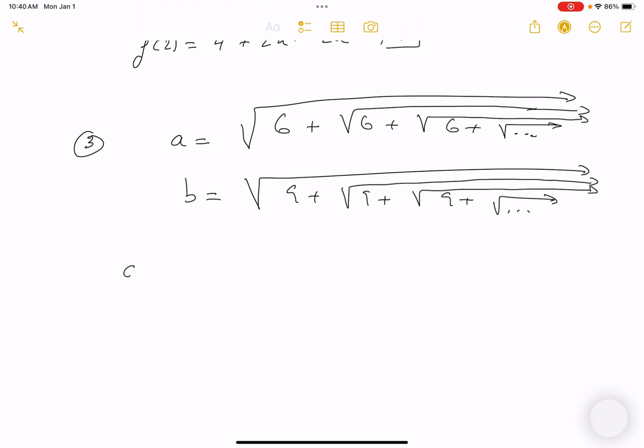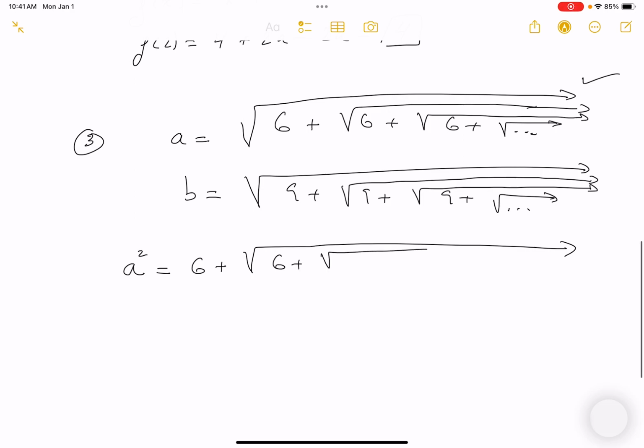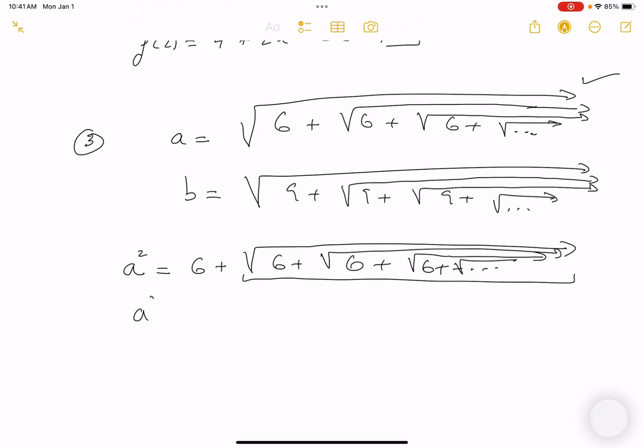Well, what I notice immediately is that A is actually equal to, let's be careful about this. I'm going to square both sides. And what do you get? A squared is equal to 6 plus, again, I'm squaring this over here, 6 plus 6 plus 6 plus, I think you get the idea. What do I notice? This thing is still A. So I can write this down. A squared is equal to 6 plus A, right?